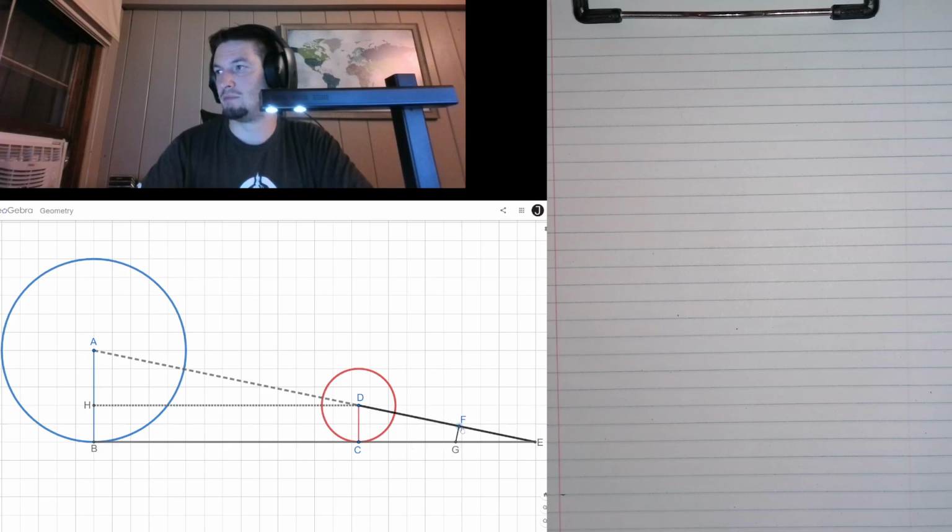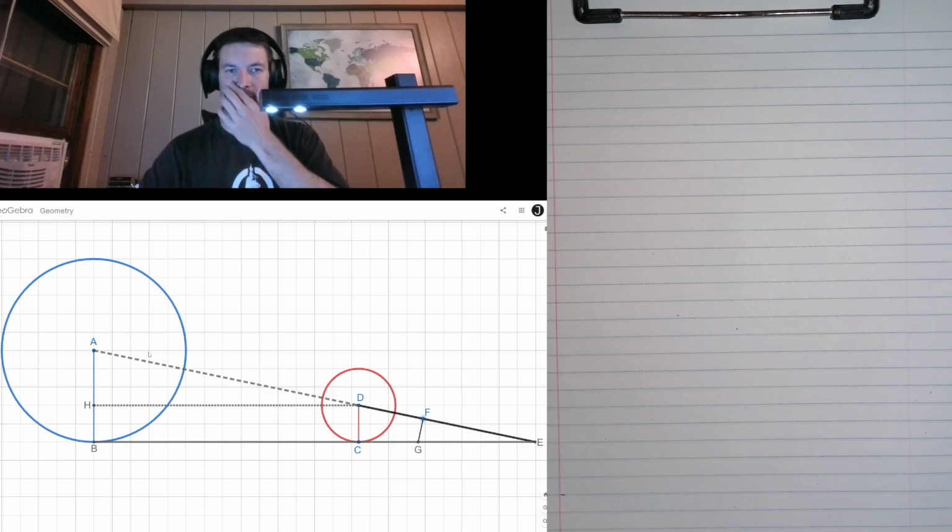F is some point along that umbra, and G is a point on the outside of the umbra. F to G is half the width of the umbra at this distance. And you'll notice that this line is perpendicular to the center. It's not perpendicular to the edge. That's how I'm basing the width of the umbra.